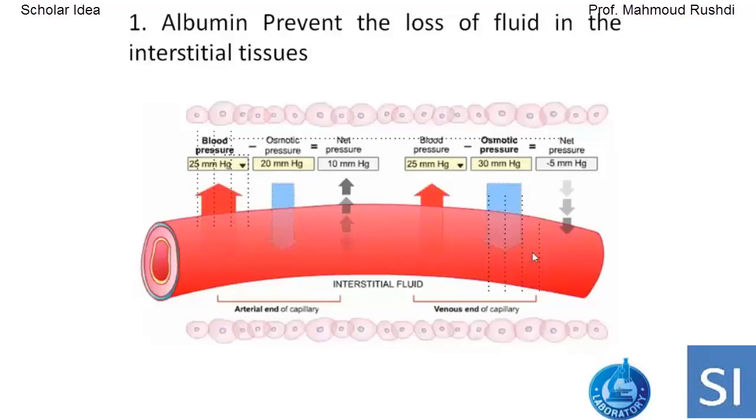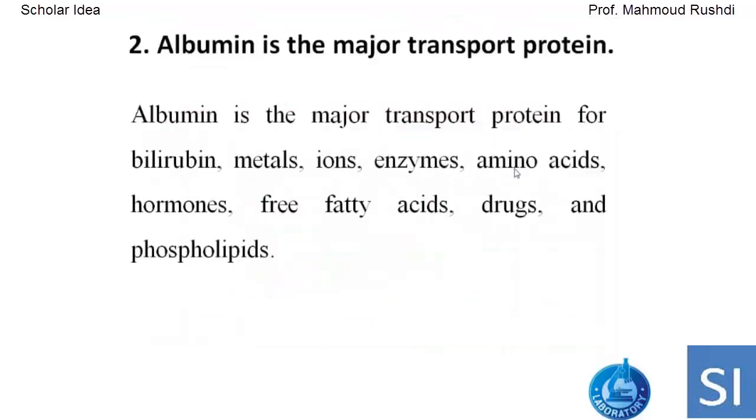Hypoalbuminemia, or decreased albumin level in the blood, will result in failure of withdrawal of fluids from the interstitial tissue, which results in accumulation of fluid in the interstitial tissue and may result in edema, ascites, and pulmonary edema. The second function of albumin is that it is the major transport protein for bilirubin, metals, ions, enzymes, amino acids, hormones, free fatty acids, drugs, and phospholipids.